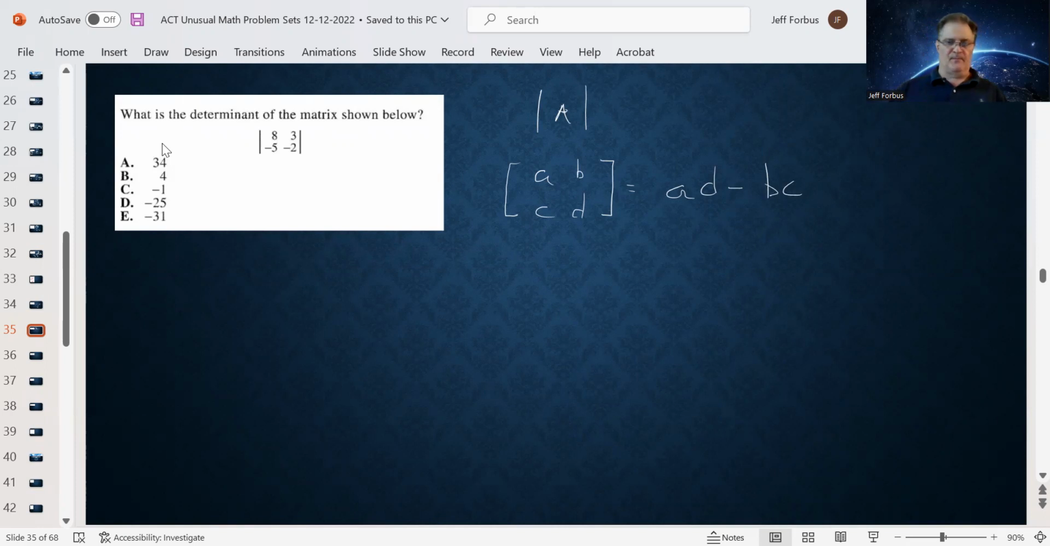Let's replace our numbers in this fashion now. 8, 3, -5, -2. Use the formula, A and D. So 8 times -2 minus B, 3 times -5.